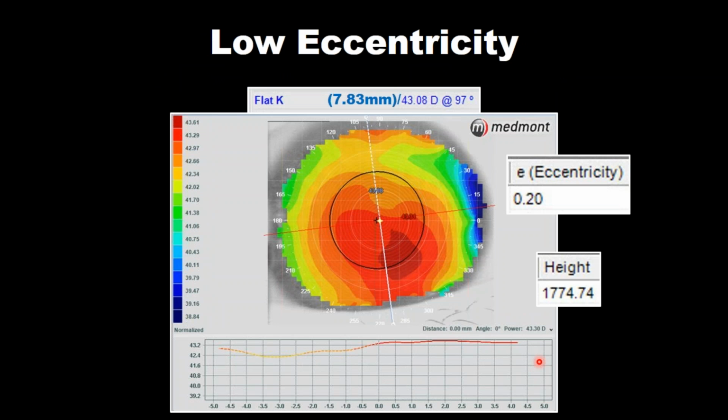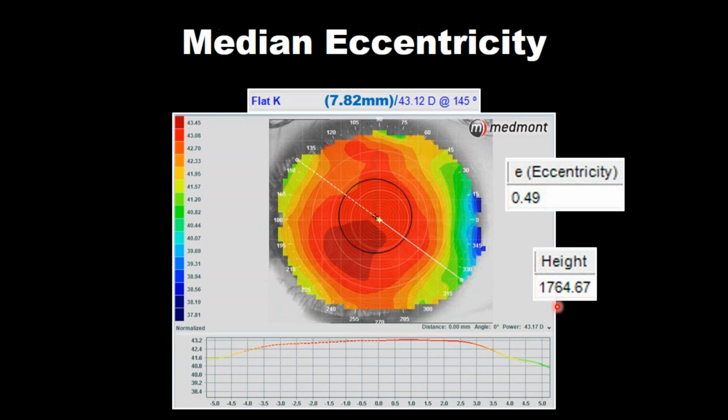So let's take some cases. Here's a patient with a flat K of 7.83 millimeters and a 0.2 eccentricity. What will that mean to the height of the eye? Well, this particular eye with these radii and eccentricity combinations would result in a height of 1774 microns. Let's take another cornea, very similar in radii, 7.82, but now the eccentricity has gone up to 0.49.